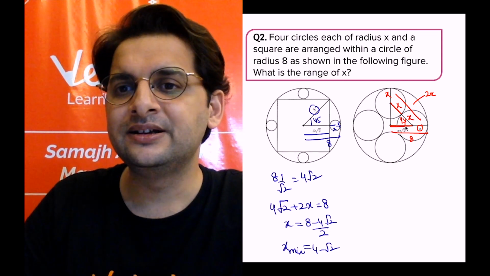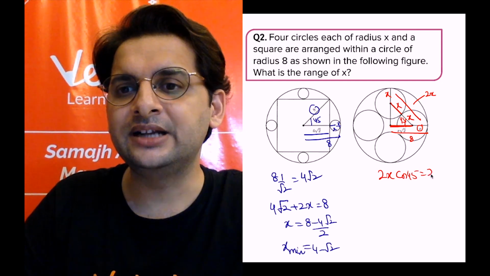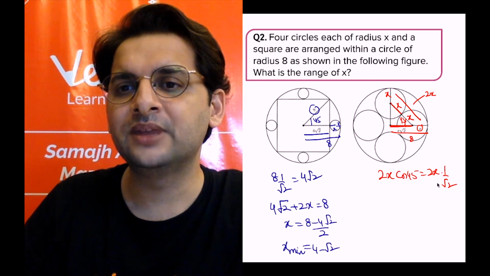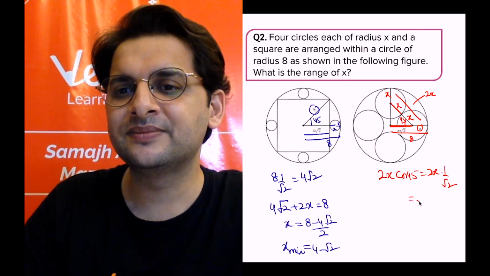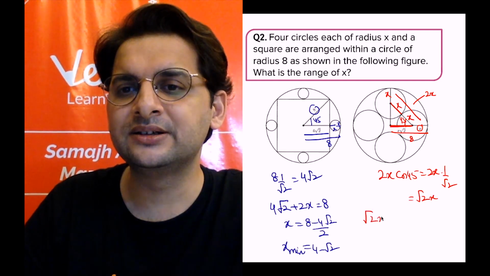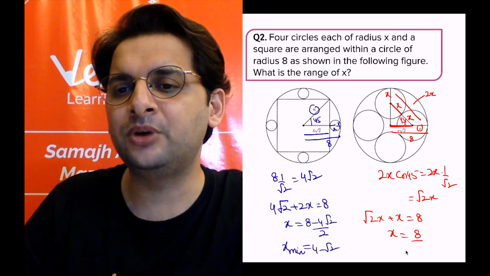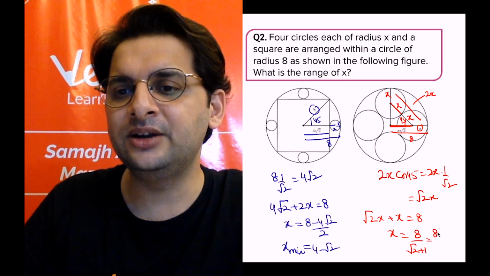This length would be 2x cos 45. That is 2x into 1 by root 2. That is root 2x. The question has become so simple now. So can I say root 2x plus x is the radius of the outer circle? So x would be 8 upon root 2 plus 1. And rationalizing, I get 8 into root 2 minus 1.